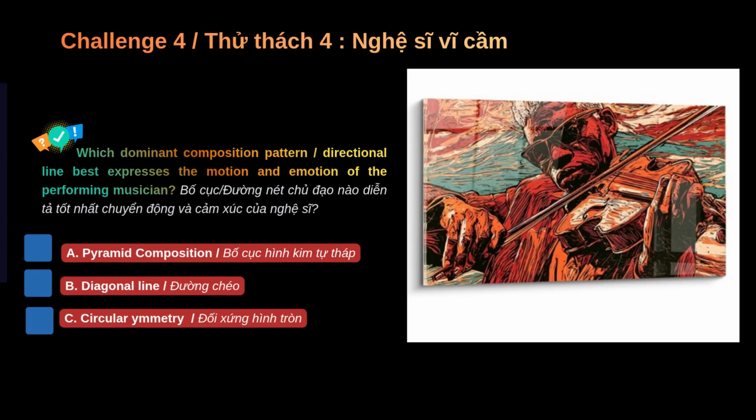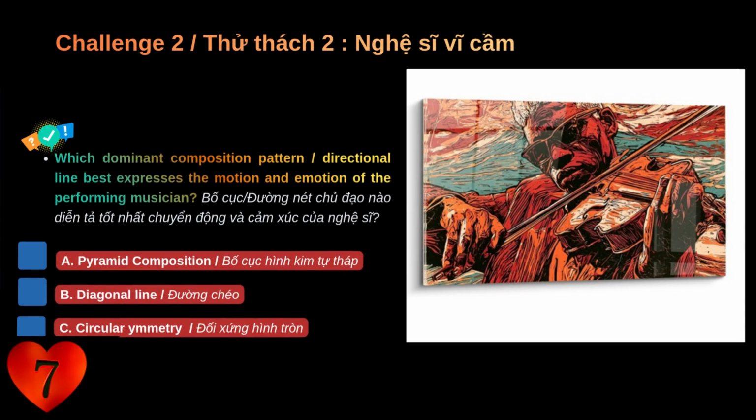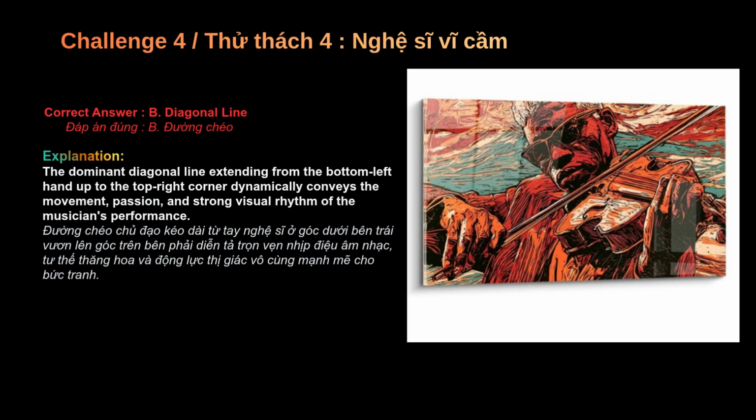Which dominant composition pattern or directional line best expresses the motion and emotion of the performing musician? The dominant diagonal line extending from the bottom left up to the top right corner dynamically conveys the movement, passion, and strong visual rhythm of the musician's performance.